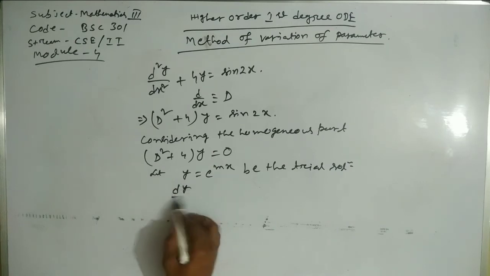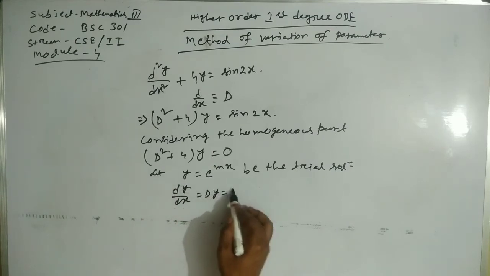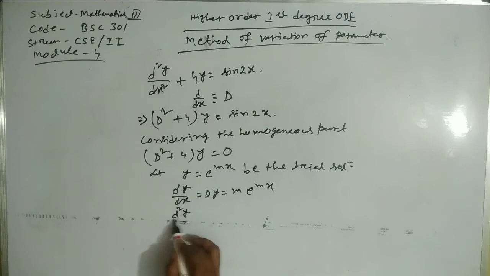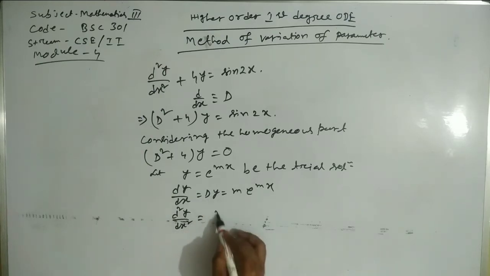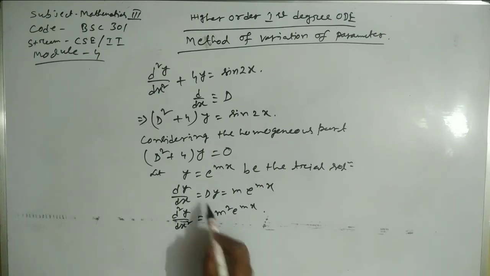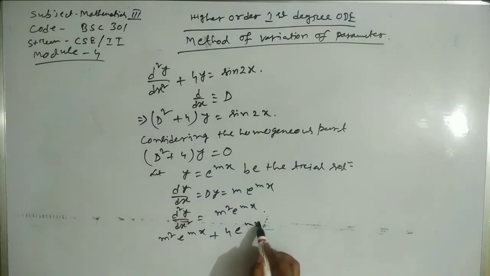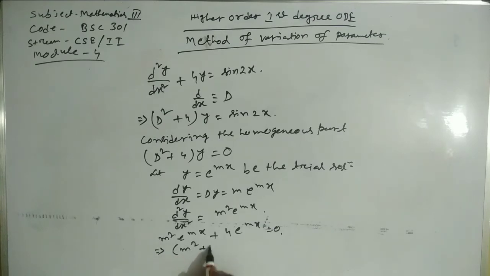Now we are finding dy/dx, that is capital Dy, that is m e to the power mx, differentiation of y, and d square y dx square, that is second order differentiation of y, is m square e to the power mx. Now we are putting these values in the equation. So D square of y means m square e to the power mx plus 4y, that is 4 e to the power mx, is equal to 0. Now e to the power mx is common.